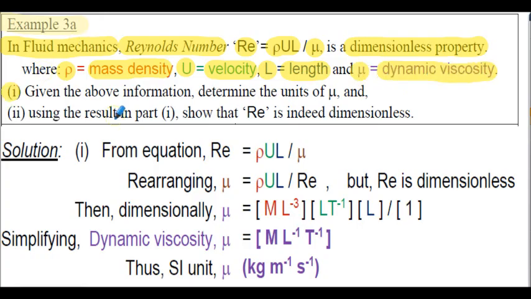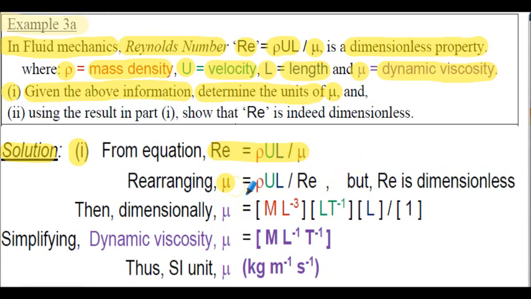So for part 1 of the problem, given the above information, we've got to determine the units of mu. Second part of the problem, we have to use the result from part 1 to show that Reynolds number is indeed dimensionless. But let's consider part 1 on this slide. So here's our solution, part 1. From the question, we're given Reynolds number. On the next line, I simply rearrange the equation to make mu the subject. So I've multiplied both sides by mu, divide both sides by Reynolds number.